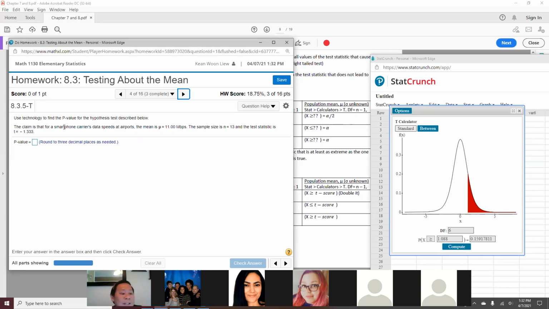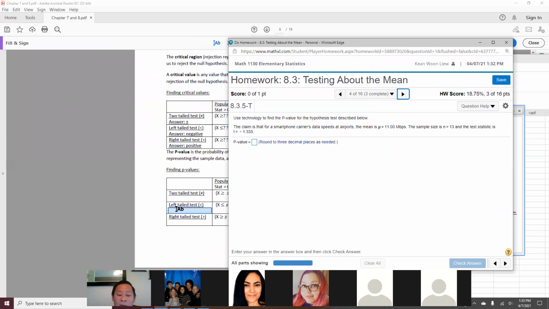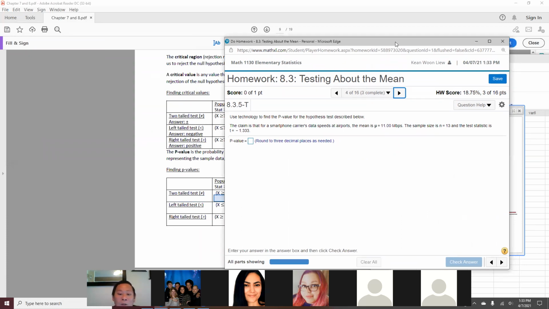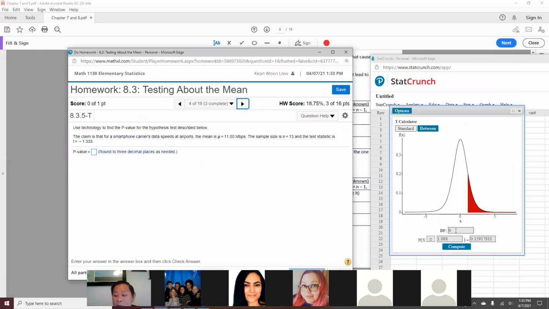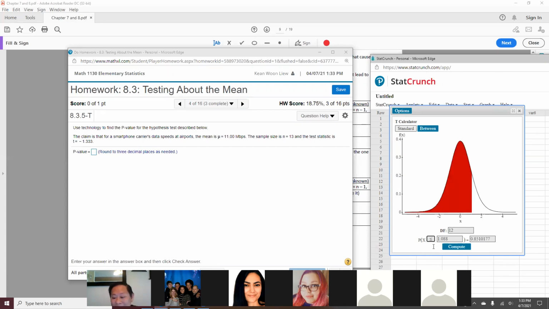So this is a claim, smartphone carriers for airport, with the mean equal to 11 megabytes per second. Since this is equal to, are we using a left-tail test, a right-tail test, or a two-tail test? Two-tail. So this will tell us we're using two-tail. The sample size is 13, so the degrees of freedom should be 12. Now, because your test value here is negative, you have to use less than.